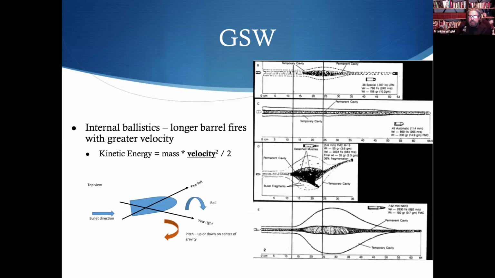And you can see in a .38 Special, the velocity out of the barrel is about 788 feet per second. The bullet itself weighs 158 grains. It will roll, but that temporary cavity is relatively small. The permanent cavity is relatively small.